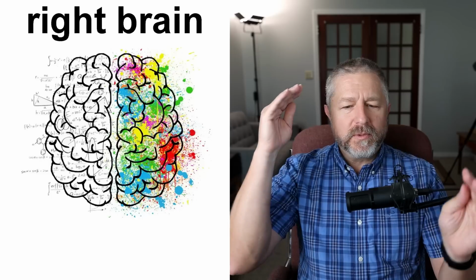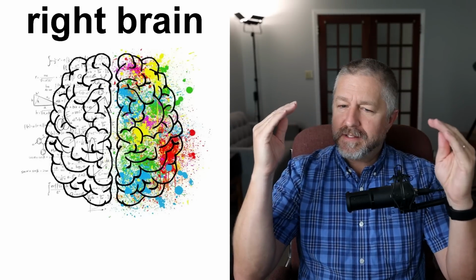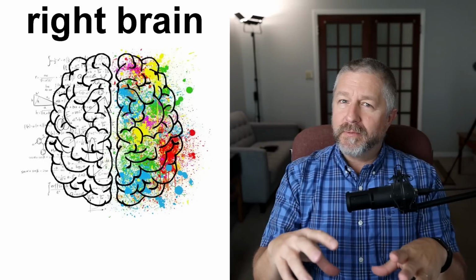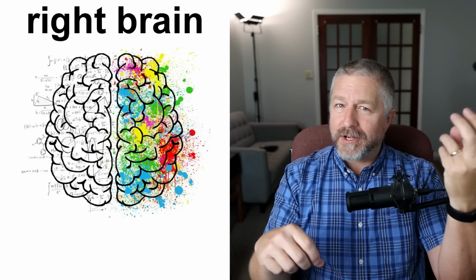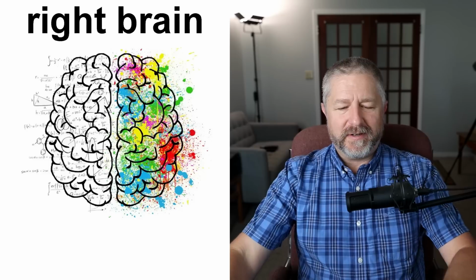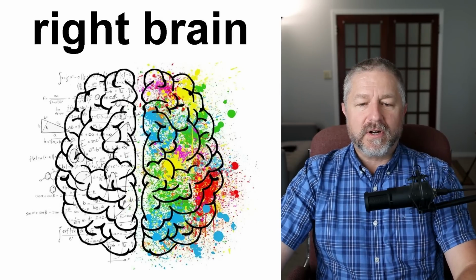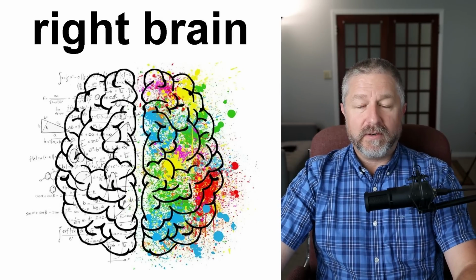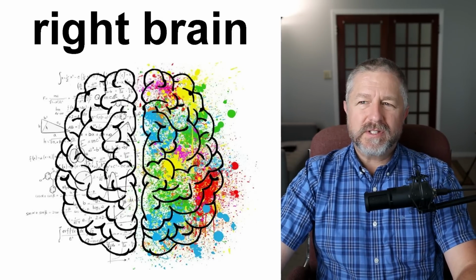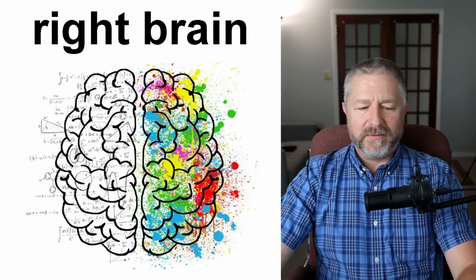I think people who use both sides of their brain are probably really intelligent because they can be very logical and they can also be very creative. But we would sometimes describe a creative person as being very right brain. You could say right brained as well, but right brain would work.